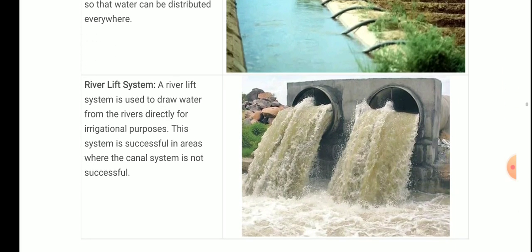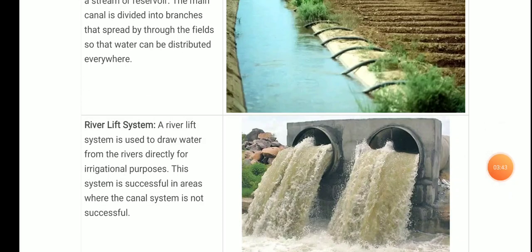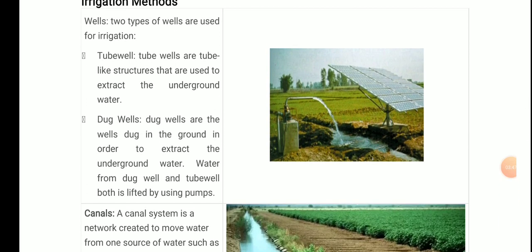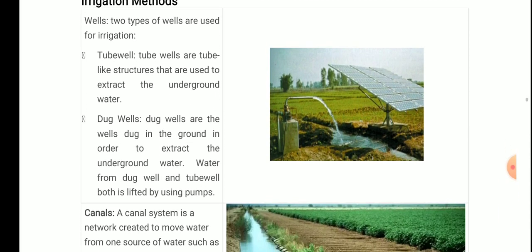Next is the river lift system. A river lift system is used to draw water from the rivers directly for irrigational purposes. This system is successful in areas where the canal system is not successful. Clear? Now read these three again, and then we will be moving to some more methods of irrigation.